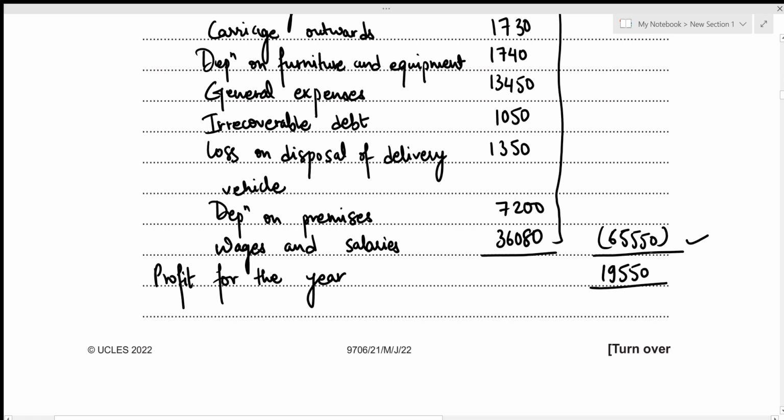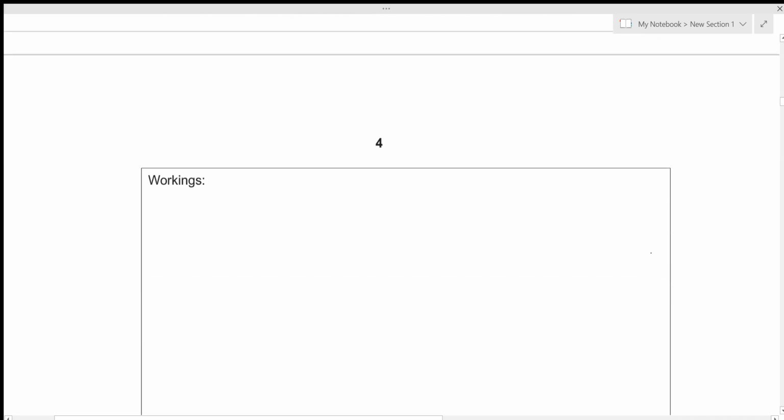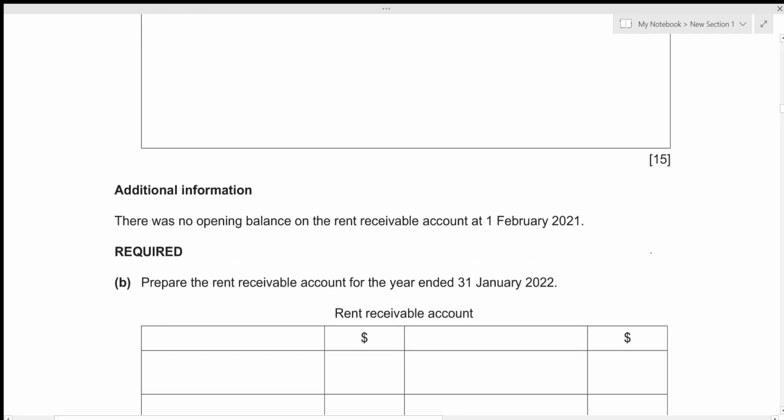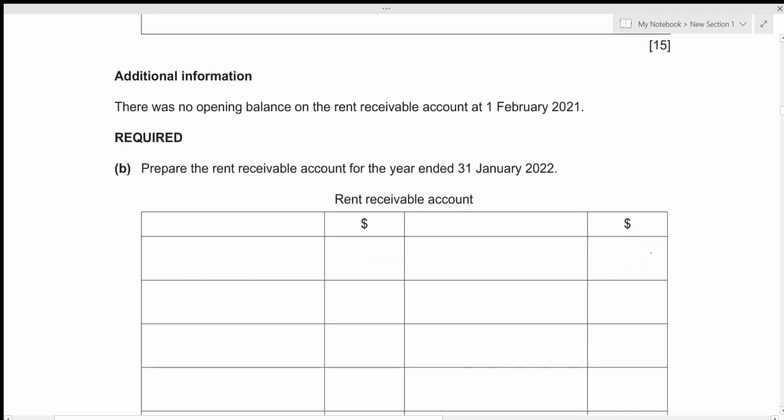So now we can move towards the second one. Alright, like I said before, instead of scribbling over the question papers like I did, you guys need to be showing all of your workings in this particular box. Now we are given additional information. There was no opening balance on the rent receivable account at 1st February 2021. Now, for the second part, we need to prepare the rent receivable account for the year ended 31st January 2022.